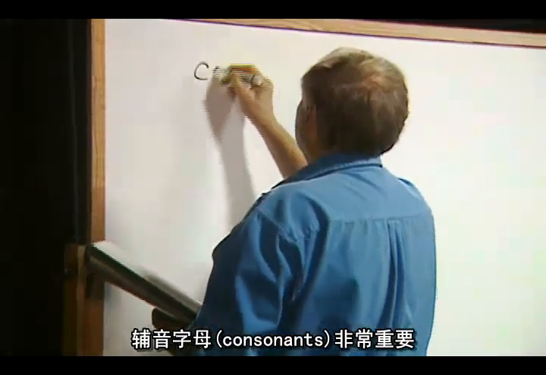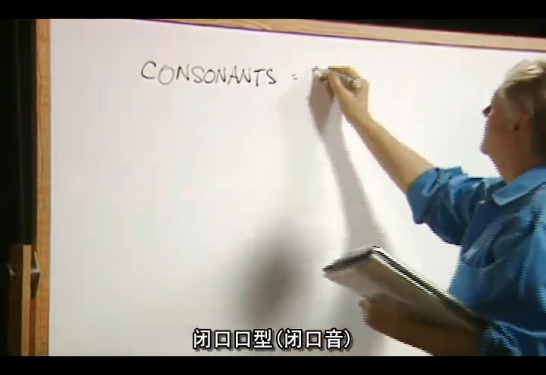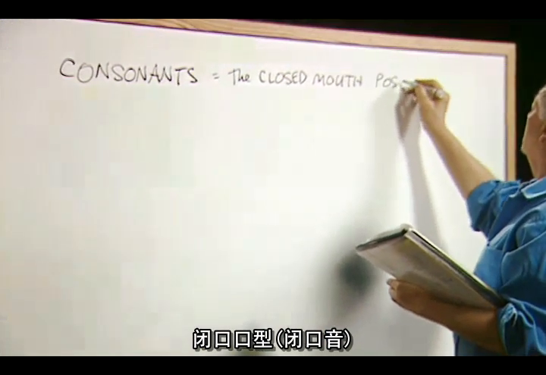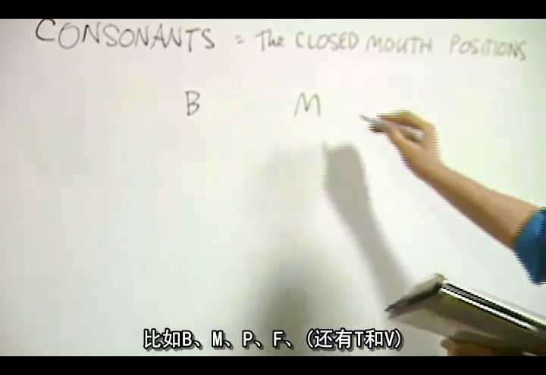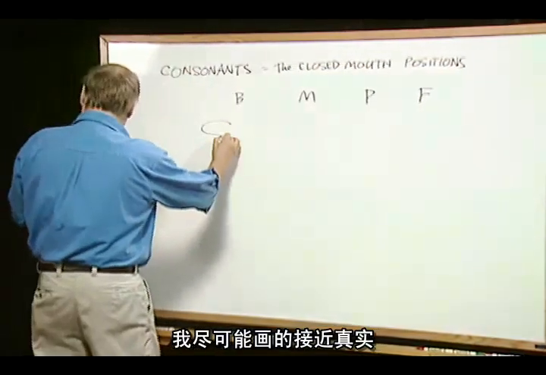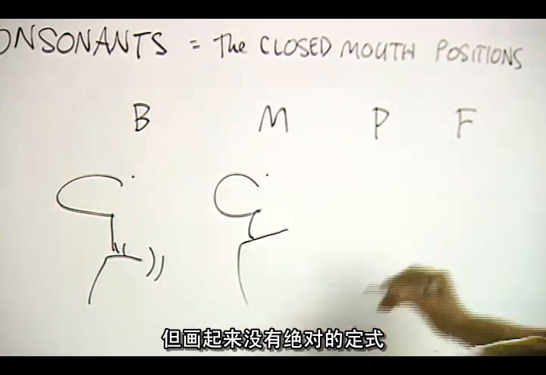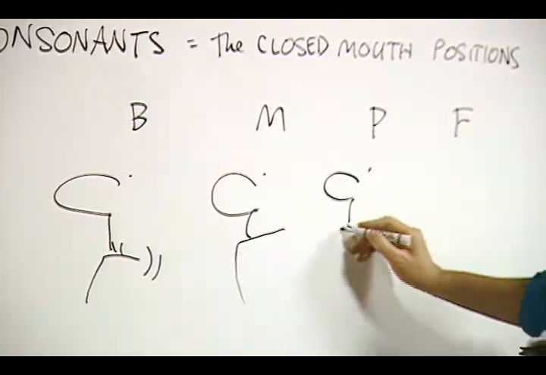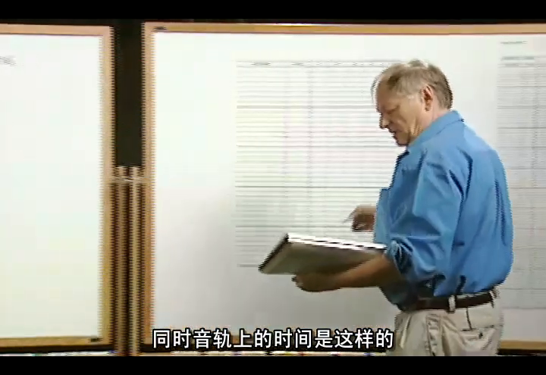Very important, the consonants are the closed mouth positions. Say B, M, P, F. I'm just going to draw these as closes. There's no particular way to draw them because we're so different in the way we do it. P could be that way. F could be the other way. It doesn't really matter.